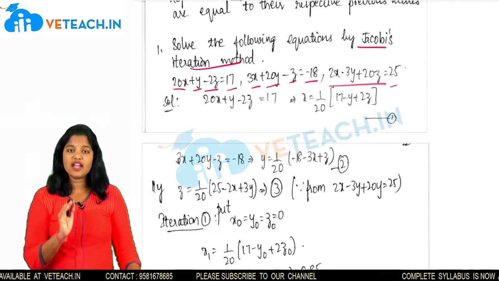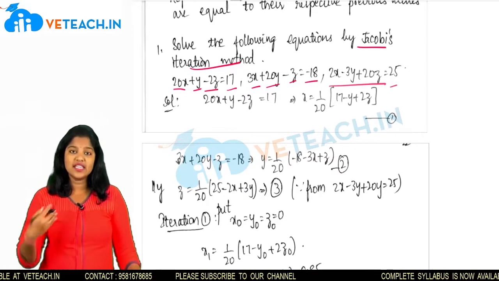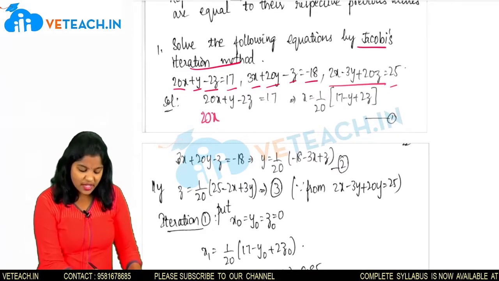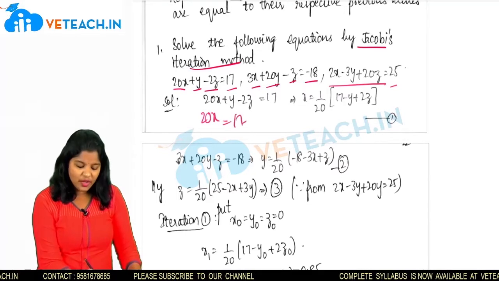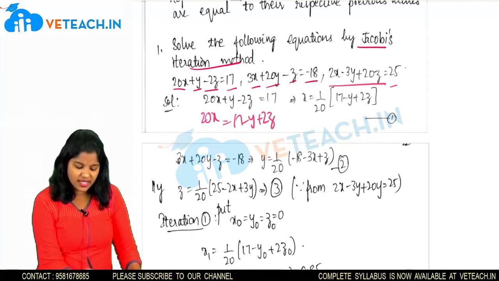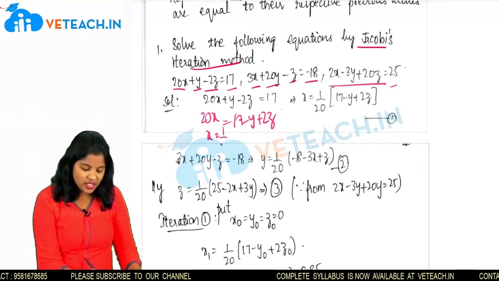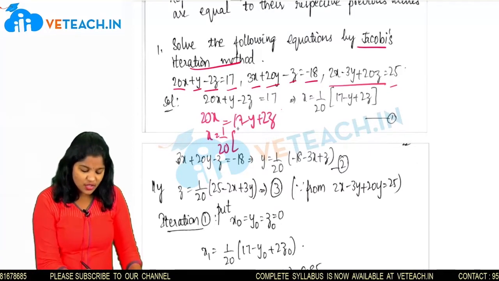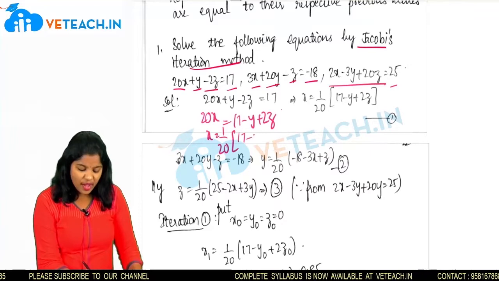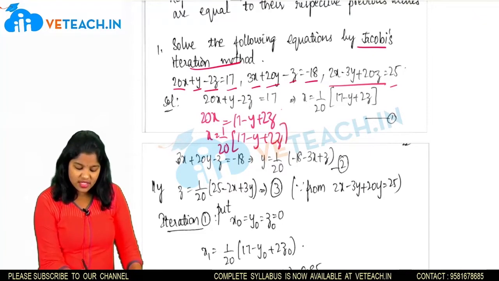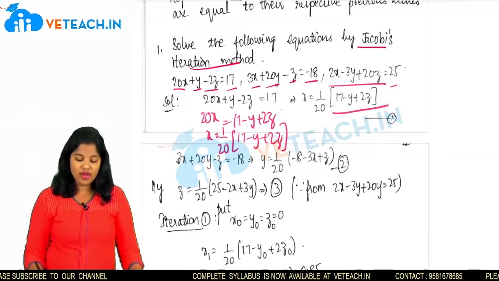So what did I say? Write the first equation as x is equal to. That means simply keep the x term here and bring all other terms to the other side. Only x should be on the left-hand side, so bring this 20 also to the other side. You will get x equals 17 minus y plus 2z, all divided by 20. So this is our equation number 1.